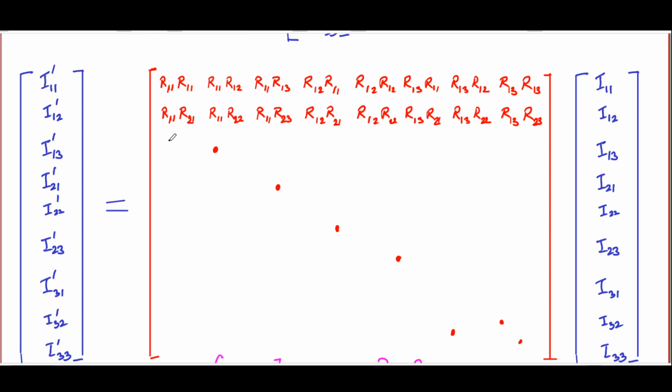If you wrote down I'12, you will see that comes out to be R11, R21 times I11. That's the k equal to l equal to 1 term. i and j are fixed at 1 and 2 for this. Then you have R11, R22, I12, and so on. And that is exactly what this row of the matrix will give you when you multiply by this column vector. So basically you have a 9 by 9 matrix.